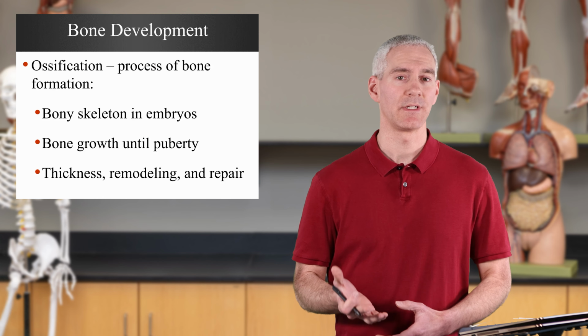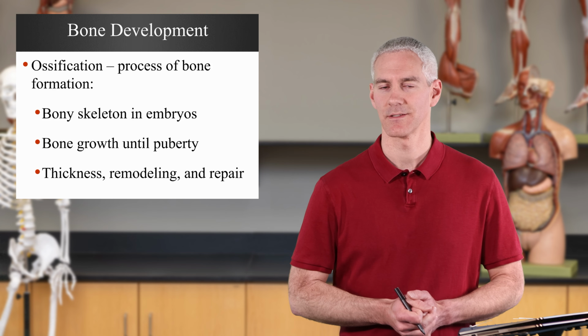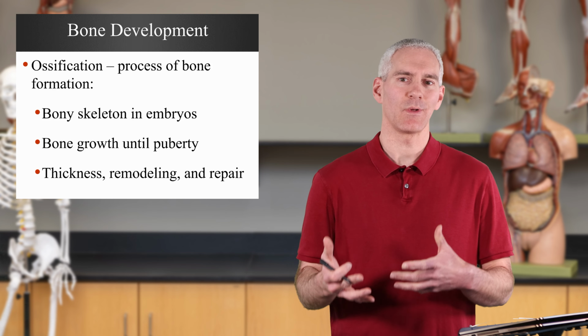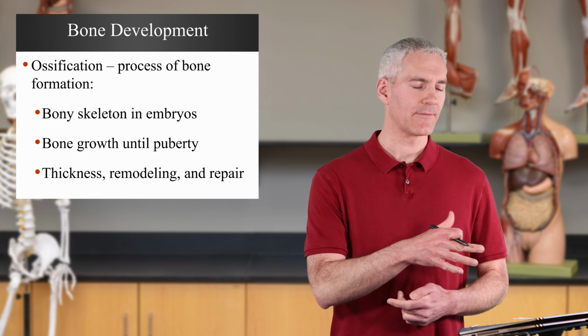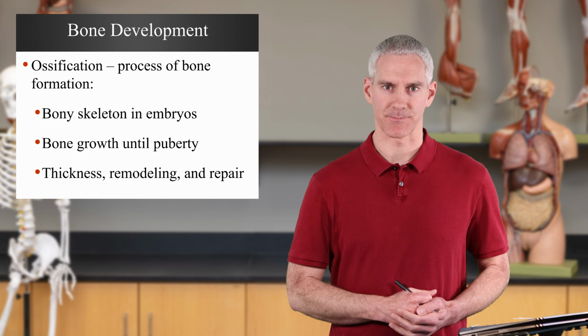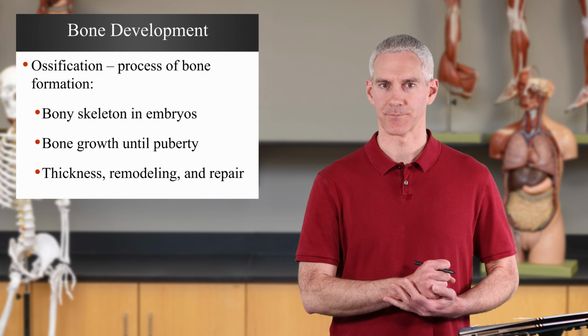Having gone through the different types of bone cells now, or the different types of osseous tissue cells, we need to figure out how the actual osseous tissue is made. How do you make the bones? So we're looking at, first of all, the process of ossification. Now, ossification is the formation of bone.